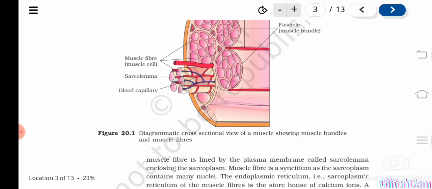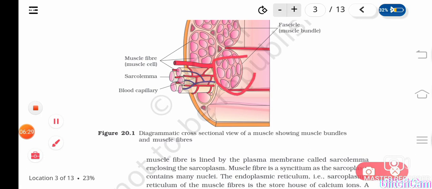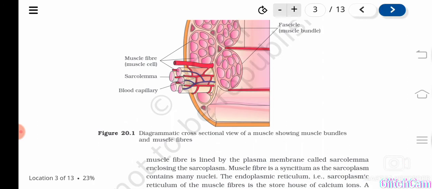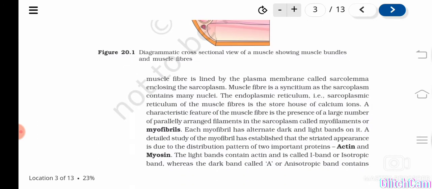So you can see here in this diagram, each of these is what? A fascicle, okay, and in that there are many muscle fibers, and each muscle fiber, if you see, will have a sarcolemma, then sarcoplasm. That is the membrane, and sarcoplasm is the cytoplasm, and in that you can see what? Sarcoplasmic reticulum, and you can see a number of parallelly arranged protein molecules, and they are known as what? Myofibrils. Is it clear? Or myofilaments.